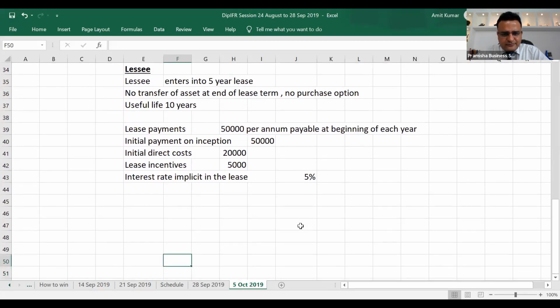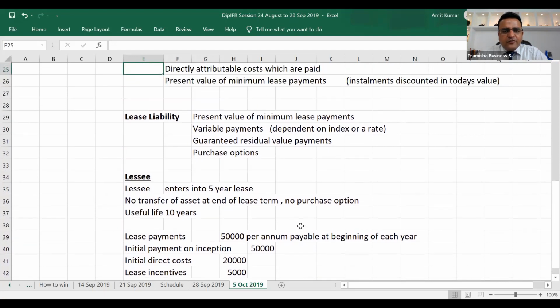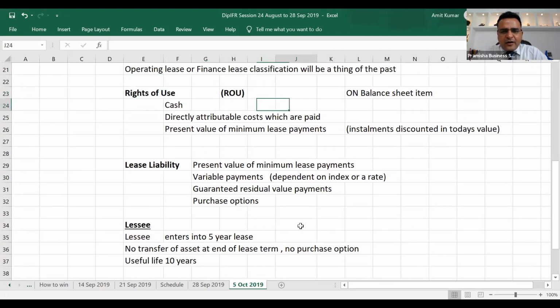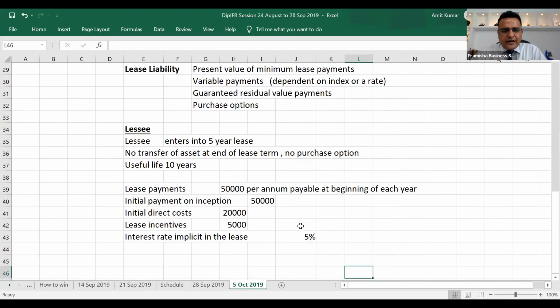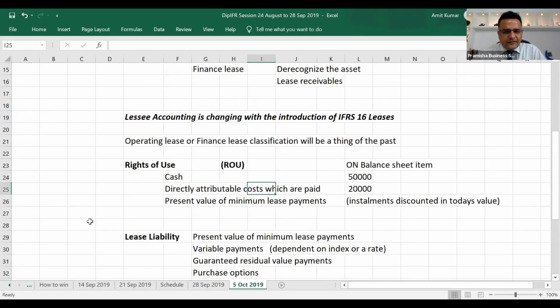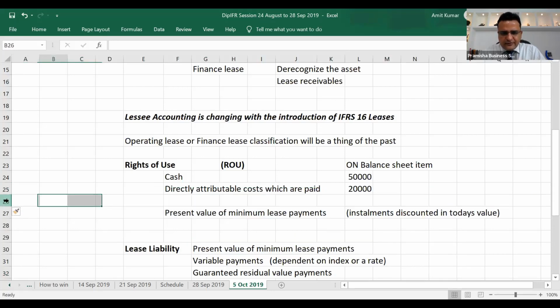So what will be the entry? What is the total value of right of use asset? Total value of right of use asset is any cash payment made. How much cash payment made? 50,000. 20,000 in the form of directly attributable cost, but there is a lease incentive of 5,000. So this 20,000 will reduce by this 5,000 less incentive. And what is the present value of minimum lease payments?